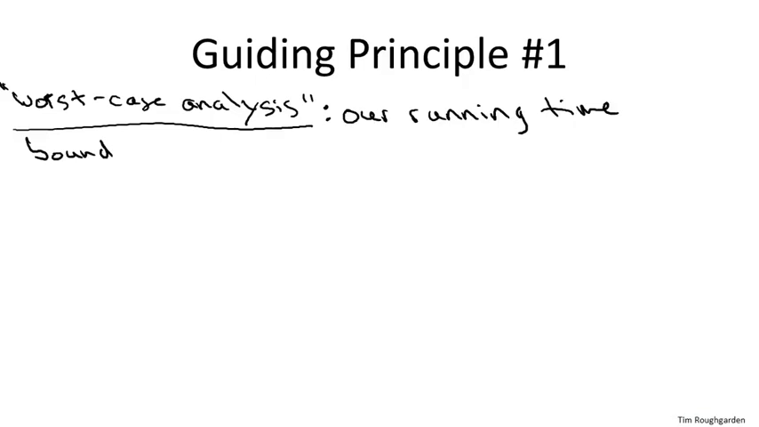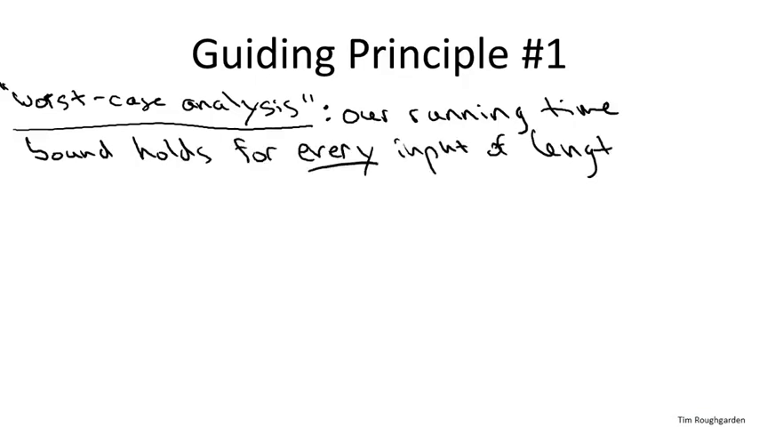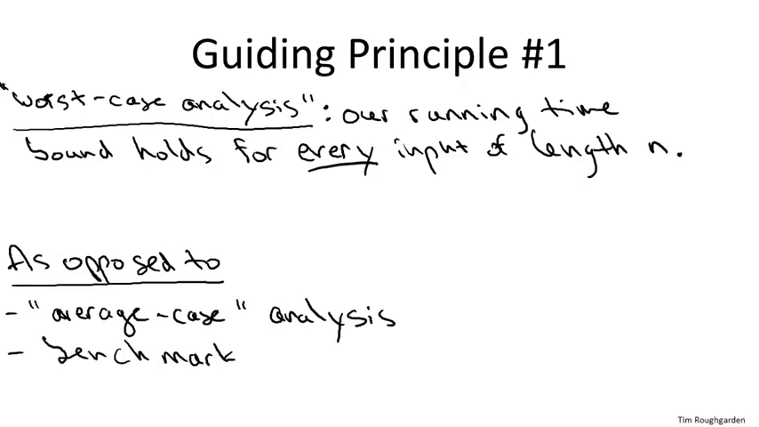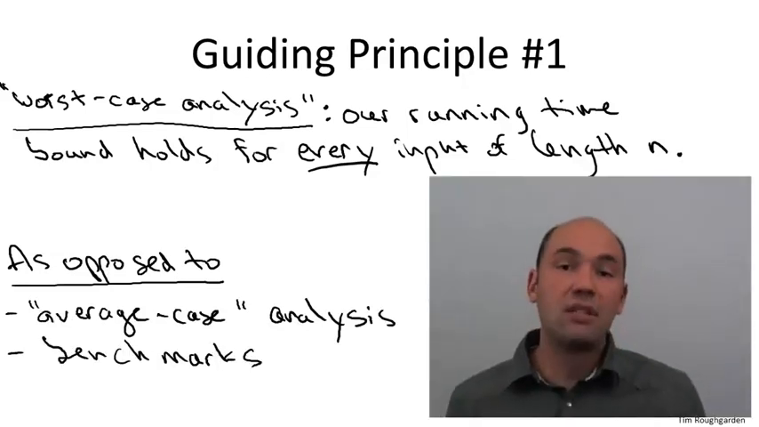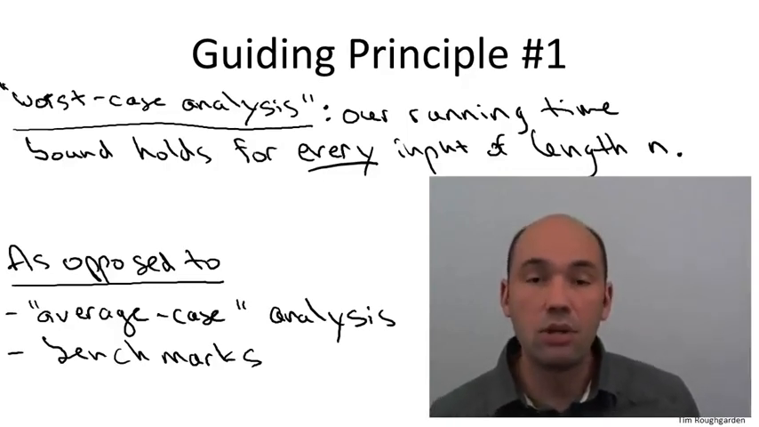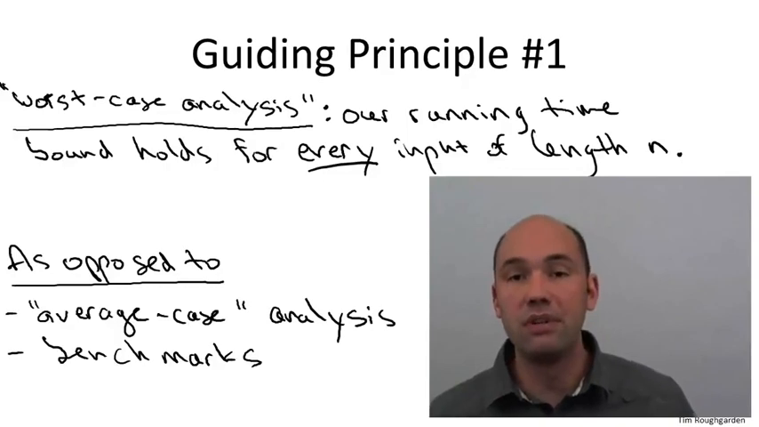Now, this sort of worst case guarantee popped out so naturally from our analysis of merge sort, you might well be wondering, what else could you do? Well, two other methods of analysis, which do have their place, although we won't really discuss them in this course, are quote-unquote average case analysis and also the use of a set of pre-specified benchmarks. By average case analysis, I mean you analyze the average running time of an algorithm under some assumption about the relative frequencies of different inputs.